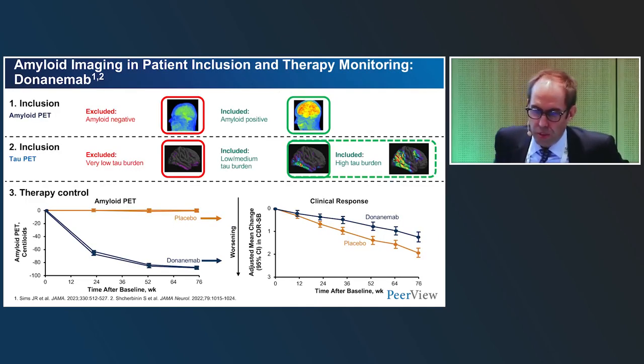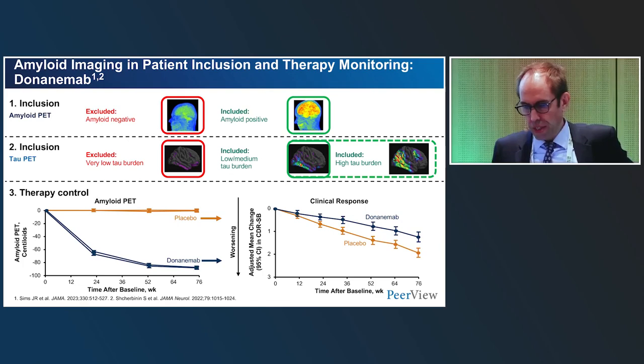For the third drug, the donanemab, amyloid PET imaging played an even more important role, because it has been used here for inclusion of patients first. Then tau PET has also been used for inclusion of patients, and patients with very low tau burden have been excluded because it was expected they wouldn't show a change in the time the study is performed.